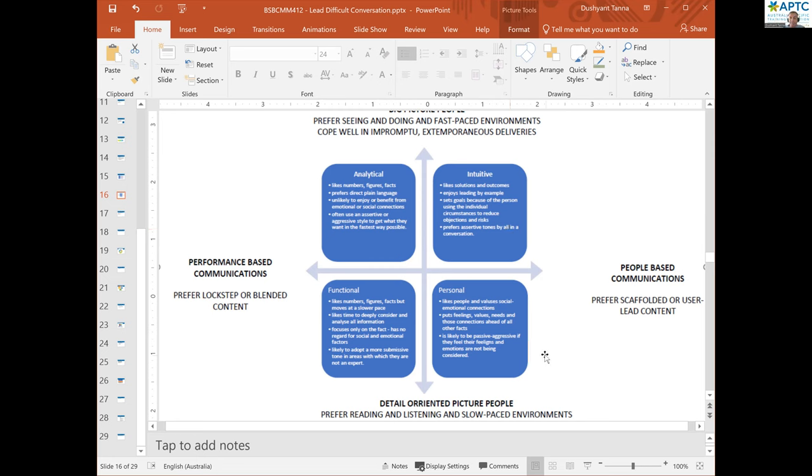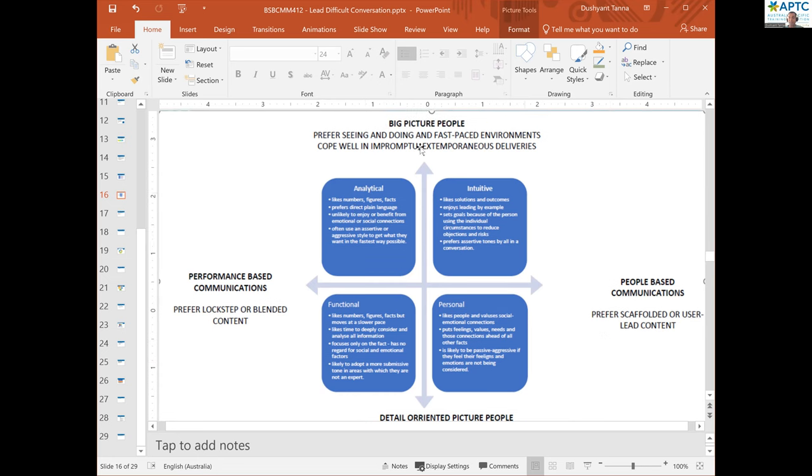Then comes the personal type: likes people and values and social emotion, puts feelings, everything in the first place, ahead of the facts. Is likely to be passive aggressive. Next comes functional. They also like the numbers and facts. So all this side is performance based. That's why they will like numbers.